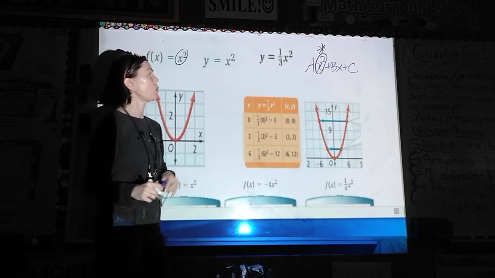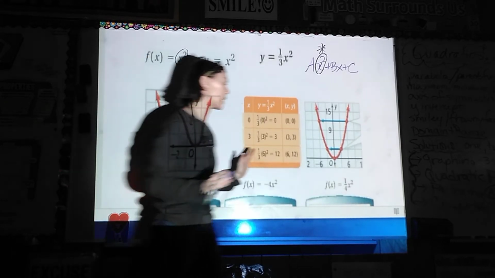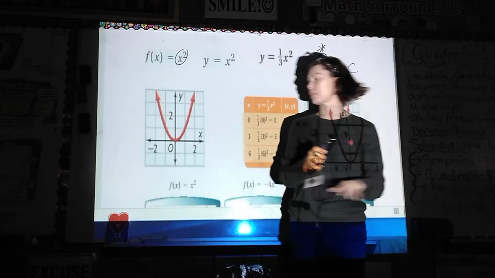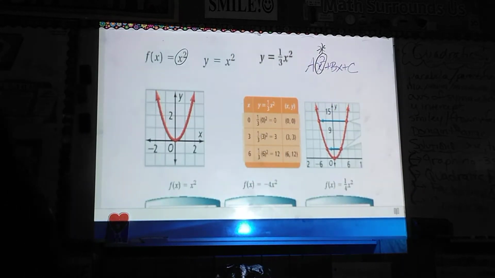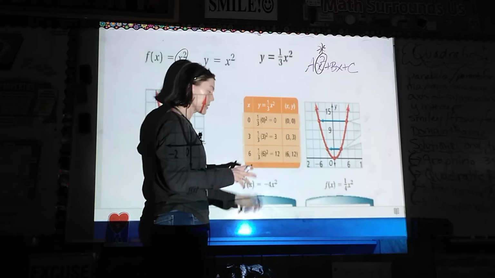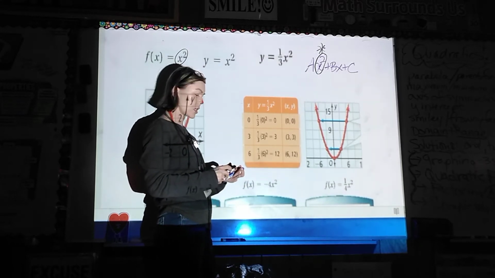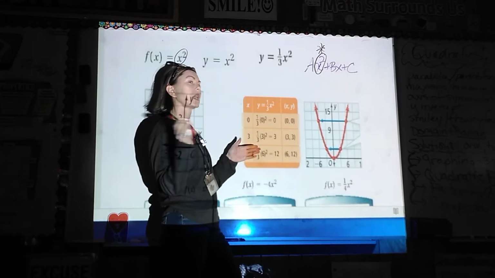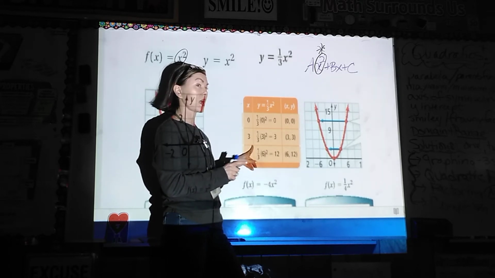Okay, so what I need, and here's the thing that I don't like about this lesson, is that there is a little bit of memorization, but I'm trying to eliminate the memorization by showing you this table right now.